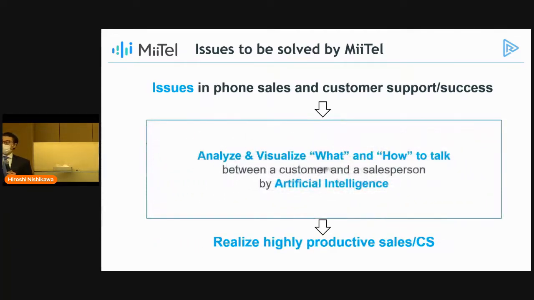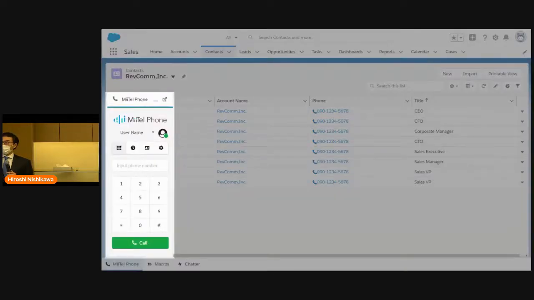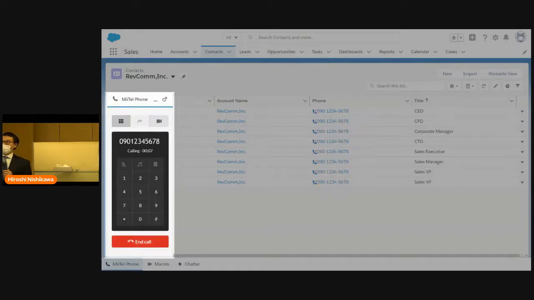Therefore, we decided to analyze and visualize what and how to talk between reps and the customer by AI to realize a highly productive sales and CS. So let me show you our actual product. First, we are providing an IP phone, which is integrating with a CRM and an SFA. You can make a phone call by just clicking a customer's phone number.